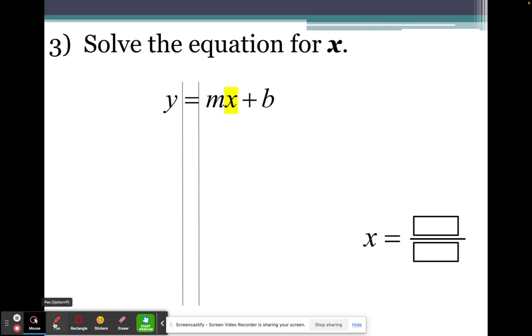So what do I have to get rid of? Well, just like any equation we're solving, we send home those acquaintances first. In this case, that is our b. So I've got to subtract b. Well, how do I subtract b from y? I just write y minus b. That equals mx.